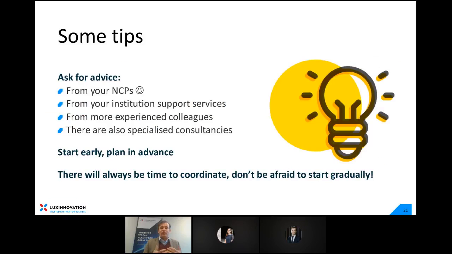Ask for advice from us, from your MCPs. If your institution has support services, talk to them. If you have colleagues who have already been participating, talk to them, because they will be able to advise. And if you prefer, there are also specialized consultancies whose job is to help you. Start early and plan in advance. And don't be afraid to start gradually, because there's always time to be the coordinator.